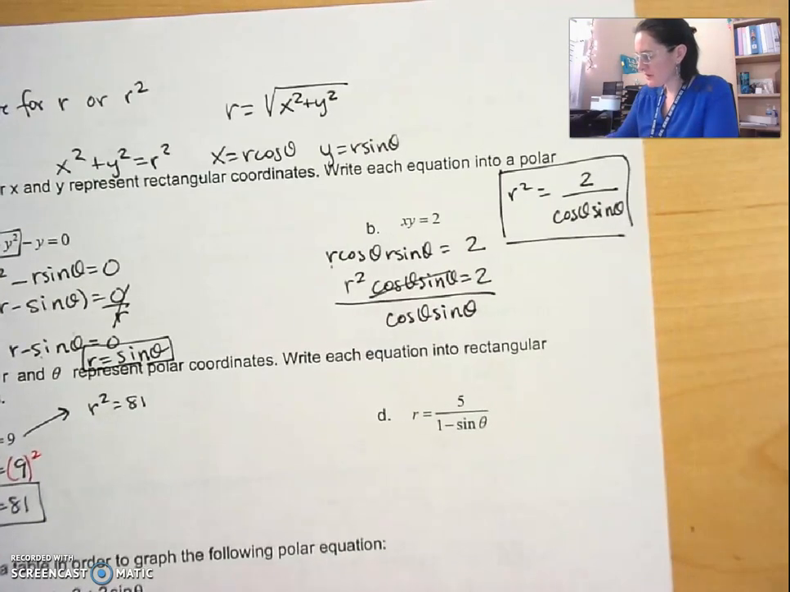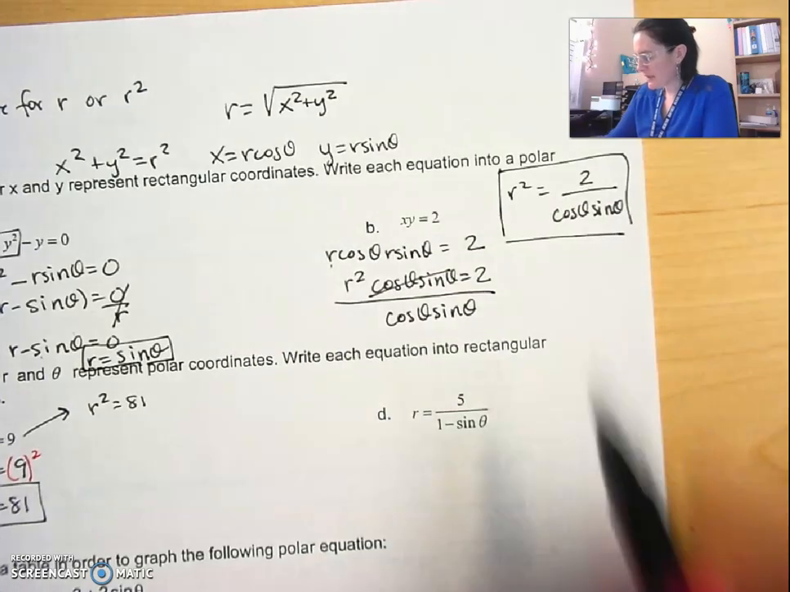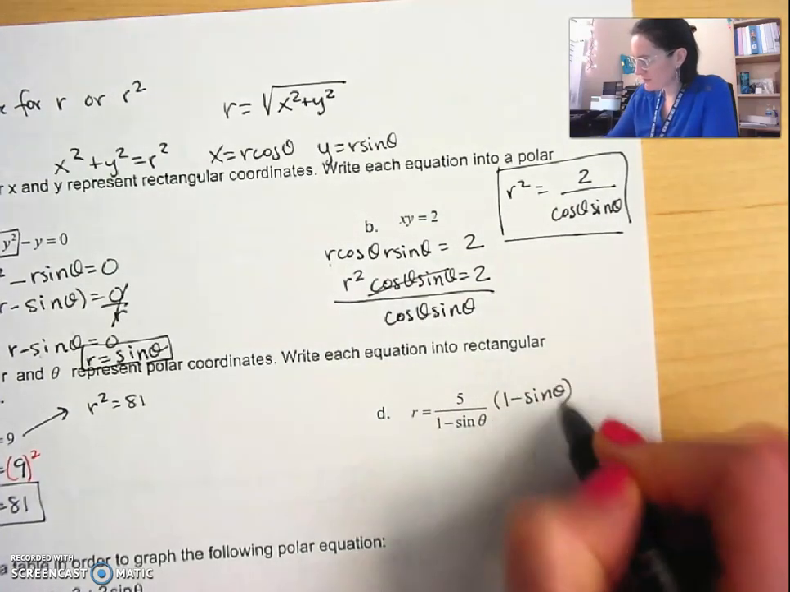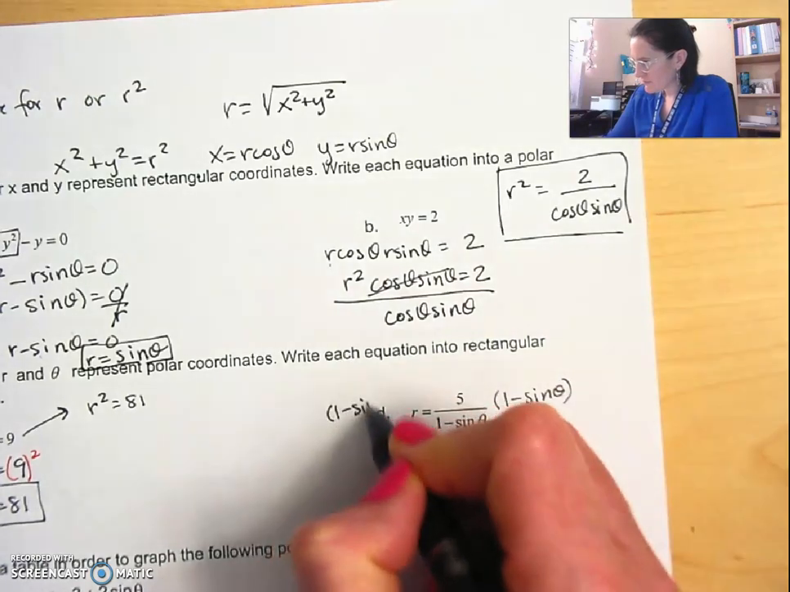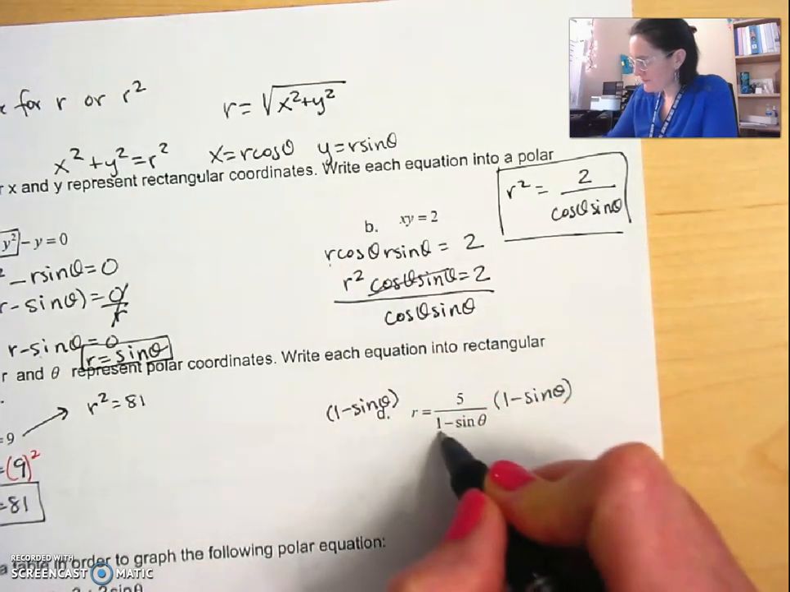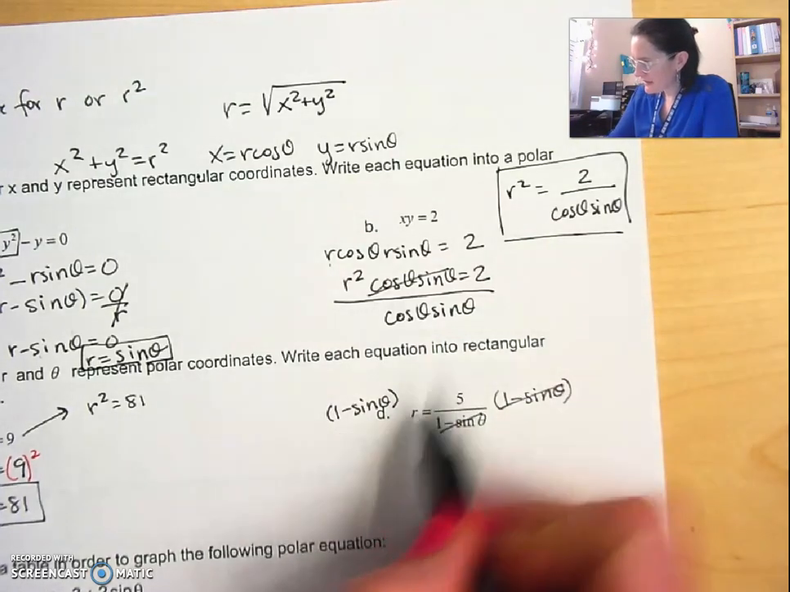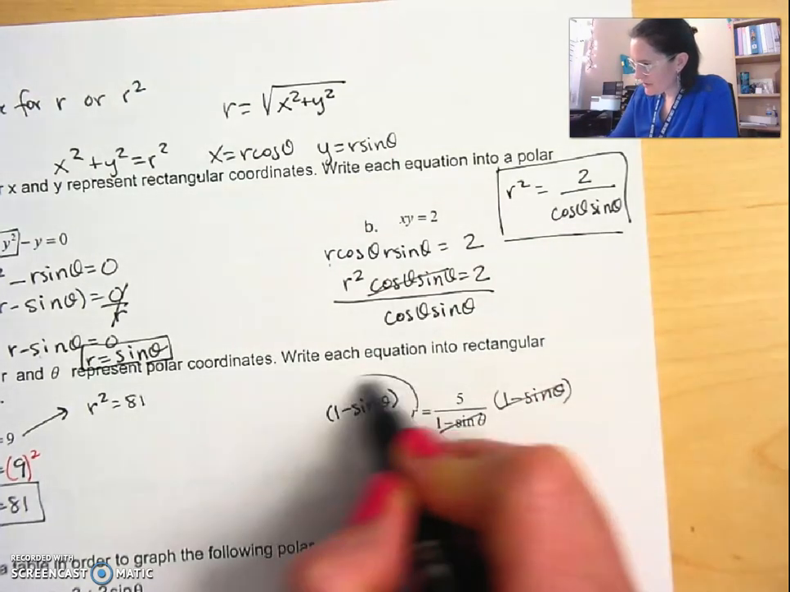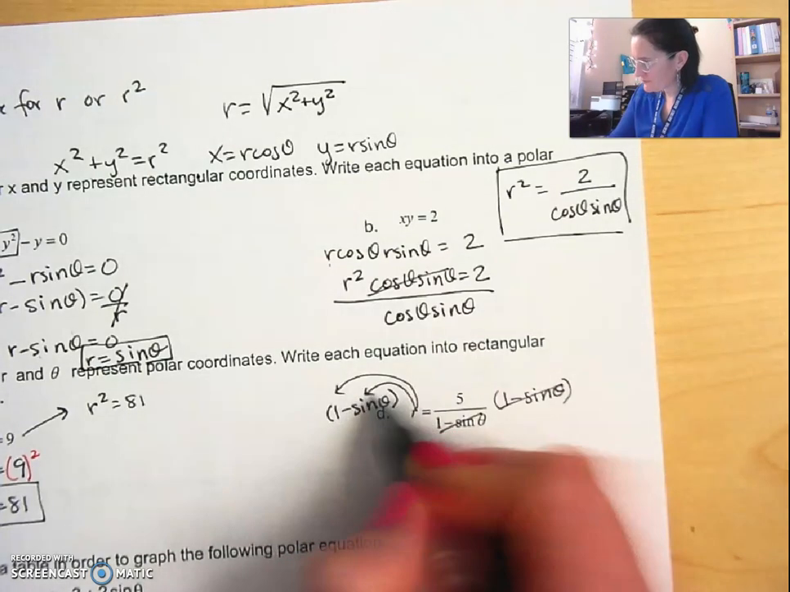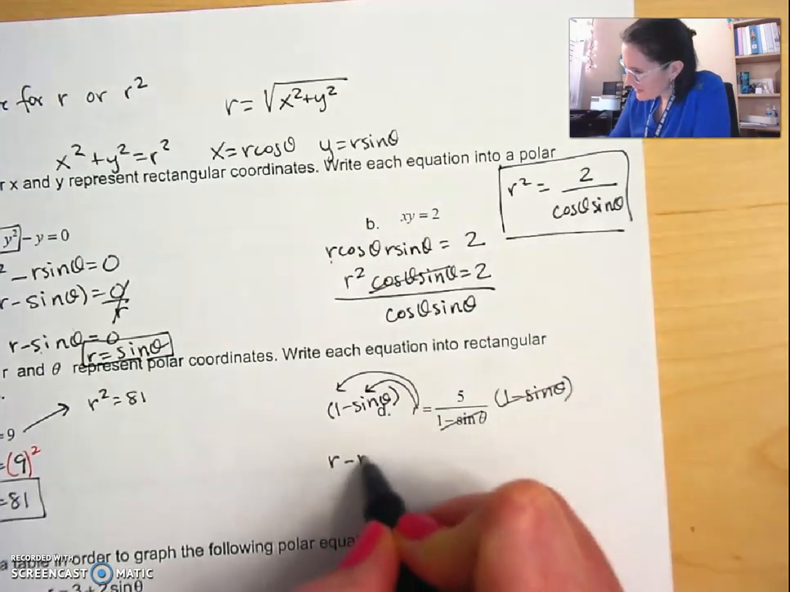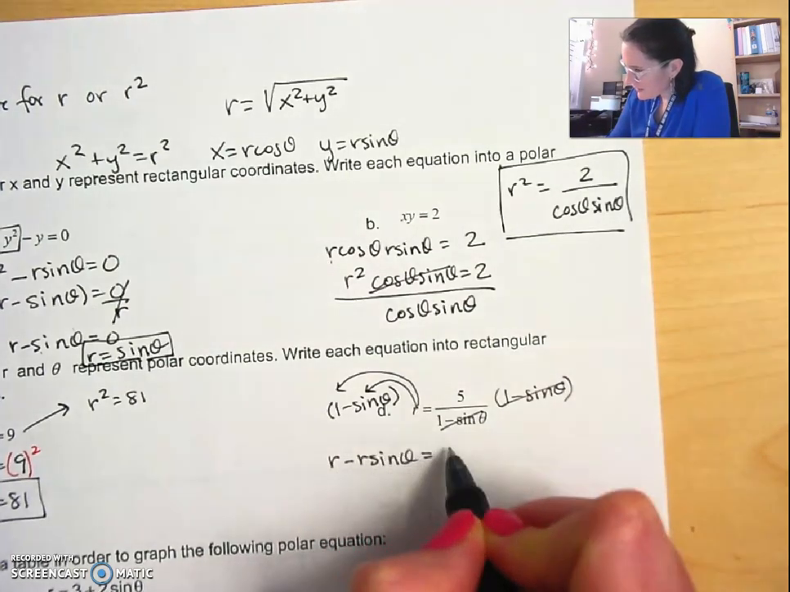All right, on this next one, I am going to begin by multiplying both sides by 1 minus sine theta. So on the right, those cancel. On the left, I have 1 minus sine theta times r. And what I'm going to do is distribute that through. And that gives me r minus r sine theta equals 5.